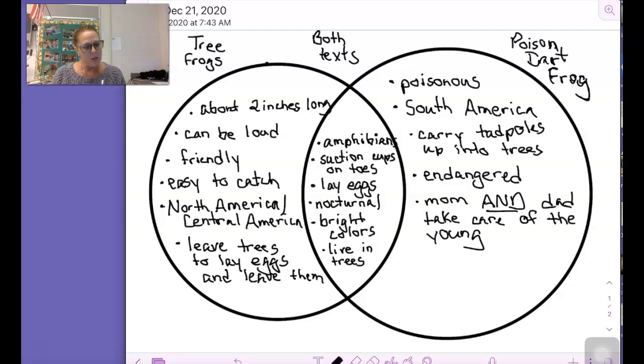So I think those are the most important things that we need to make sure we have on our Venn diagram. And you will be submitting this to me, so yours should look just like mine. And then when we come back from vacation, we will start a writing about this.